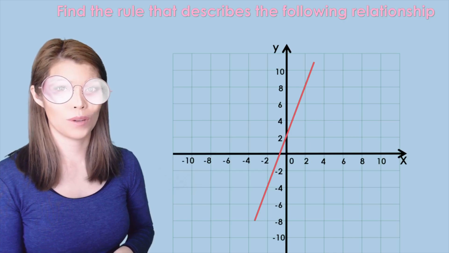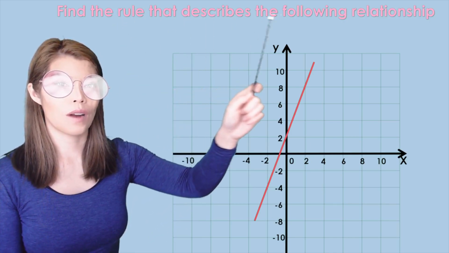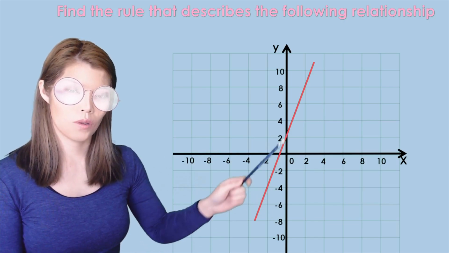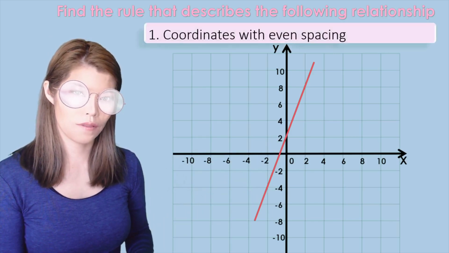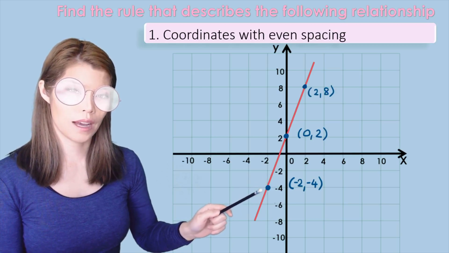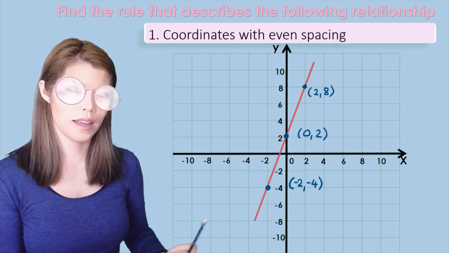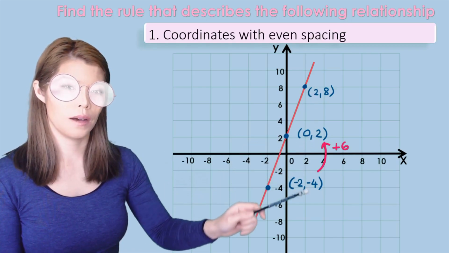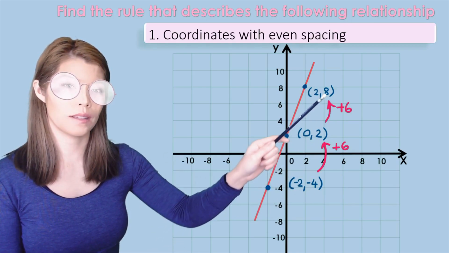Let's do an example with a graph. Find a rule that describes the following relationship. So first of all, let's try to find some coordinates so that's easier to read off. So we have this one, and that one over there. Then we have a look at the y values. We can see that we're going up by 6. -4 plus 6 is 2. 2 plus 6 is 8.